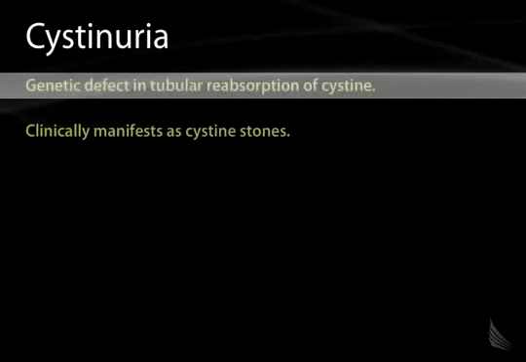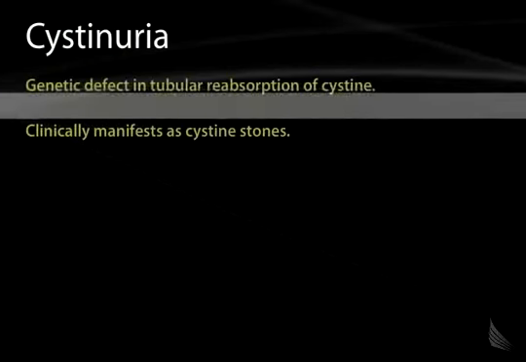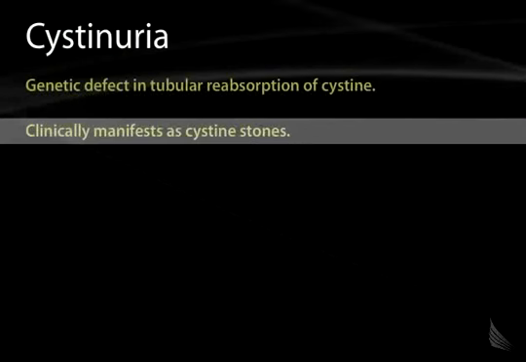Cystinuria is a genetic defect specifically in the tubular reabsorption of the amino acid cysteine. So what happens in this disease is that you filter cysteine at the glomerulus, but you fail to reabsorb it in the kidneys. A consequence of that is that you get high concentrations of cysteine in the urine. These high concentrations of cysteine then can lead to formation of cysteine crystals and eventually the formation of cysteine stones, leading to nephrolithiasis or kidney stone disease.